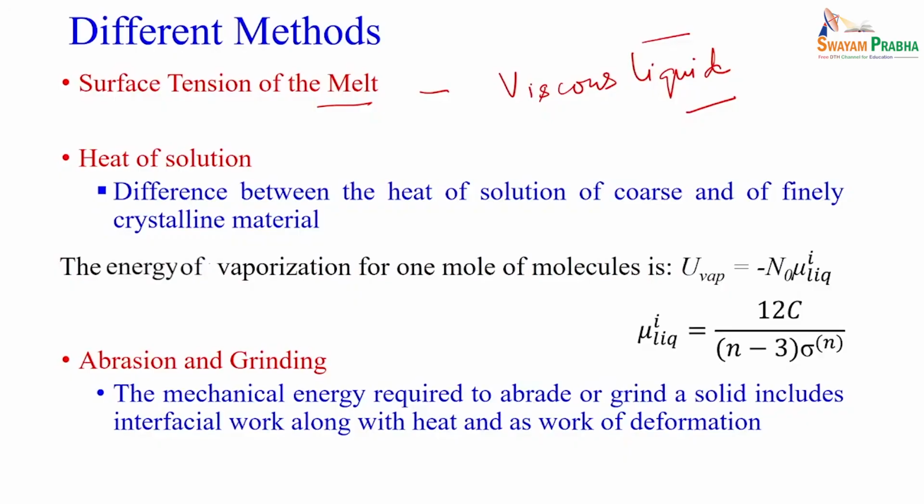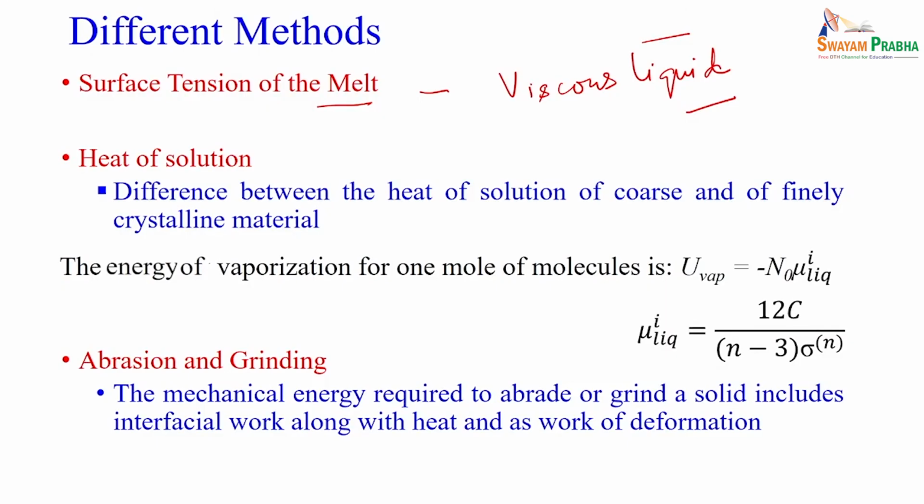The next method is the heat of solution. If you want to melt it, it means you want to break the intermolecular interactions, so heat is required, and it can be correlated with the surface energy or the surface tension. For this we take two cases, one for the coarse crystalline material and the second for the fine crystalline material, and we measure the heat of solution. Based on this we should be able to see that between coarse and fine there will be certain differences, and that difference can be correlated with the surface tension of solids.